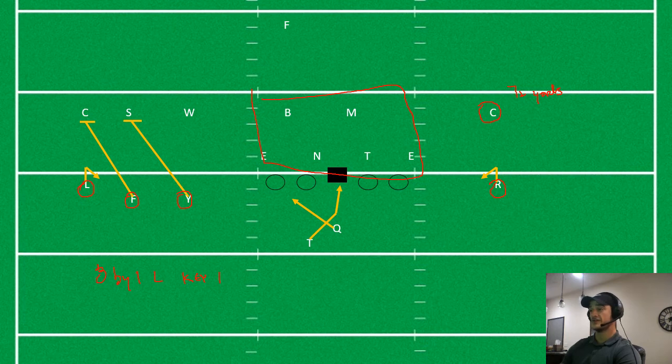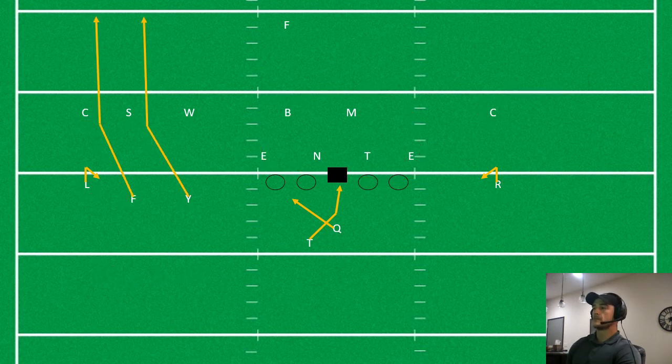So it's just out of a different formation. The rules are the same, the calls are the same for the line, the signals are the same. It's just out of a different formation. So for this play, this would be 3x1 left, key 1, and go.